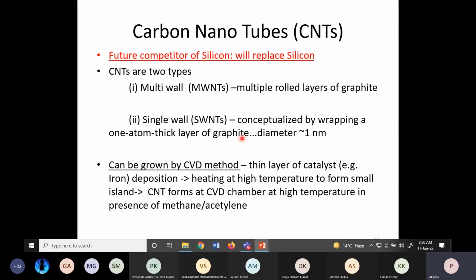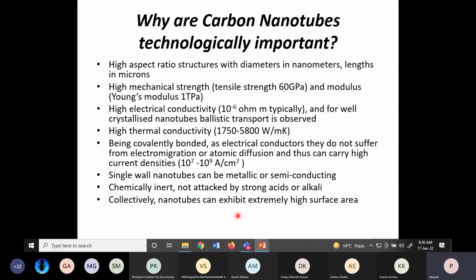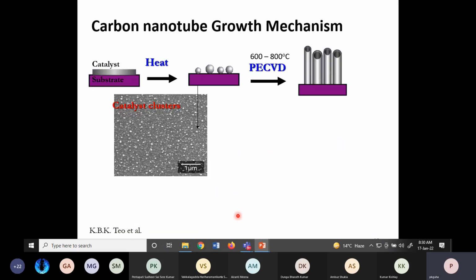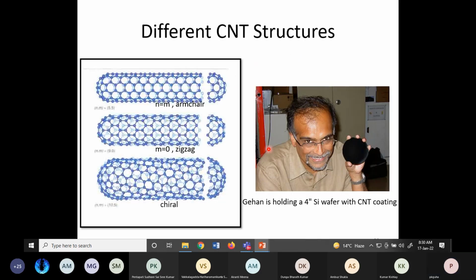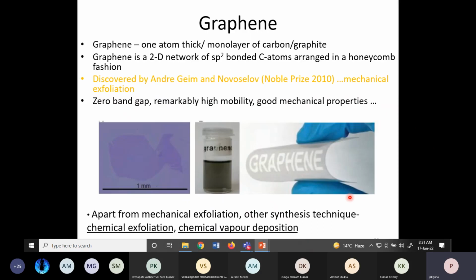And there are different ways to grow them. Again, I will discuss this in more detail, so just skip all these slides. This is how you grow carbon nanotube, and this is how the carbon nanotube looks. Anyway, I will come back to these later on. For example, this is an old slide where a professor is showing a silicon wafer. On top of that, he managed to grow carbon nanotubes all over the 4-inch wafer, and so forth. And this is graphene.